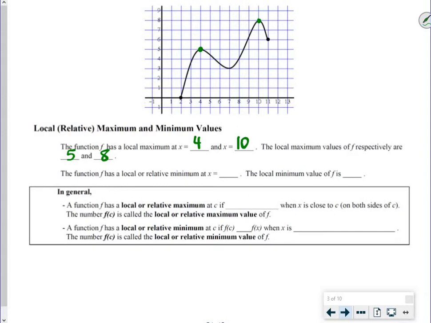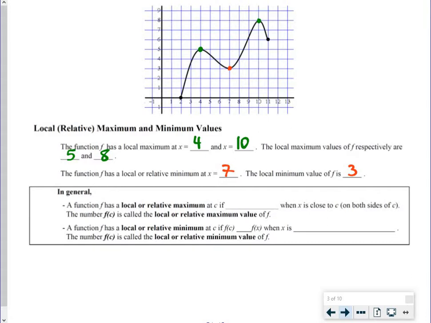Okay, and the function has a local or relative minimum at x equals 7, so that we have a little bit of a trough there when x is 7, and the local minimum value there is 3, so that's the corresponding y value.